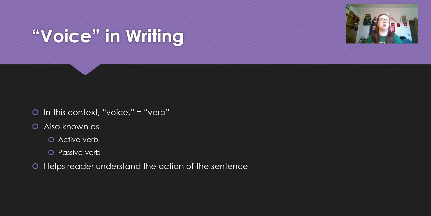Now, voice can take on a number of different meanings. When we are referring to active and passive, though, voice is going to be equal to a verb. So we could replace active voice with active verb or passive voice with passive verb. So what this comes down to is how we treat the action of the sentence, or the action that the actor is supposed to commit in the sentence, that helps the reader understand what complete thought we are trying to express.